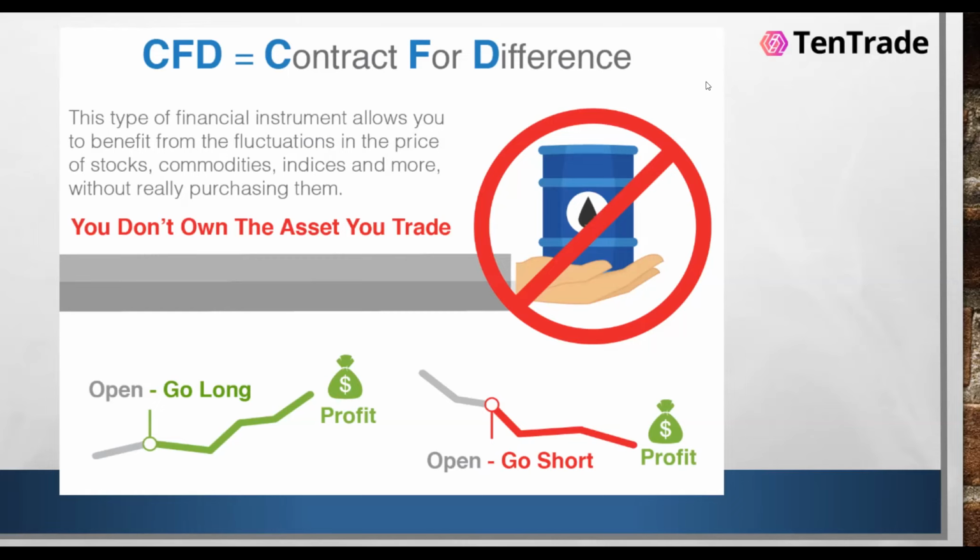How do you know when to buy? And then how do you know when to sell? Okay, that's a skill set that will make you money. But let's go ahead.